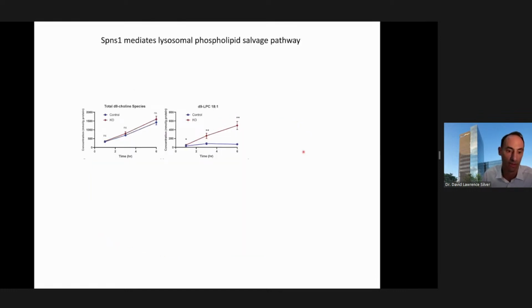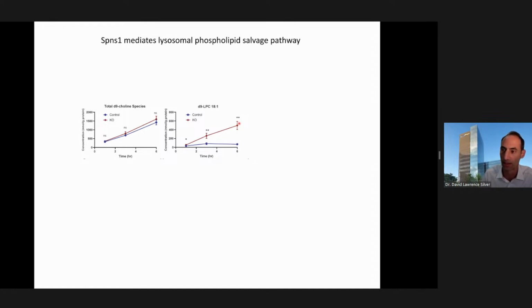And so when we did this experiment over time, because this is a flux study, 1 hour, 3 hours, and 6 hours, you can see that total labeling of cells, regardless of having SPINS1, is the same compared to control. So there's no defect in LDL or LDL receptor pathway for the uptake of these nanodiscs. However, over time, you can see that the knockout cells have a robust accumulation of LPCs, consistent with the transport data that I showed you.